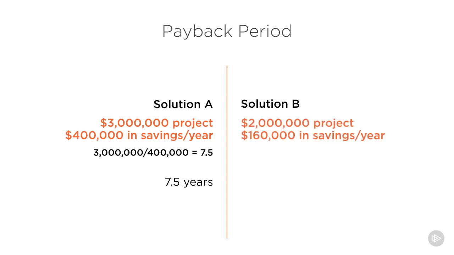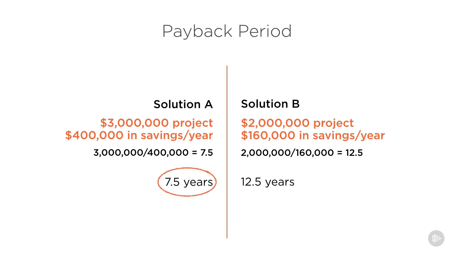Solution B, on the other hand, is a $2 million project resulting in savings of $160,000 per year. This project costs less, but the savings per year aren't nearly as great. The payback period on this one would be $2 million divided by $160,000, equal to 12.5. That means 12.5 years, indicating that solution A is the one with the better payback period, even though it does cost us more up front.